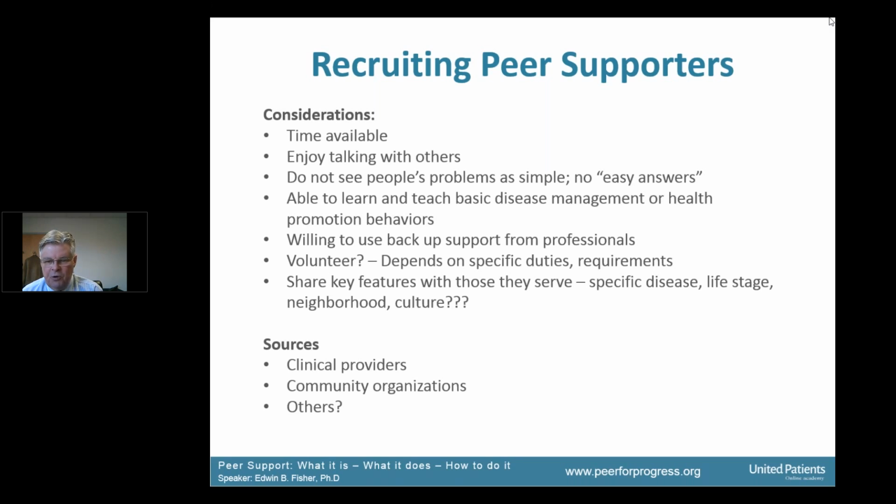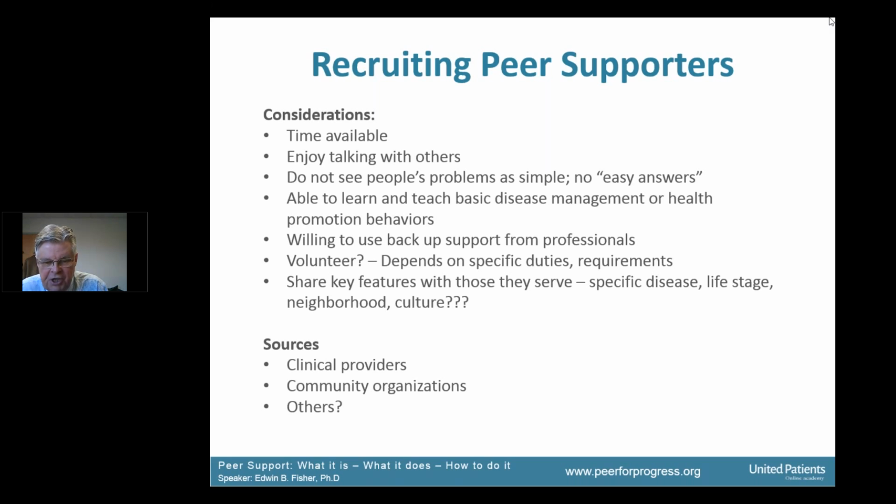They need to be able to learn and teach basic disease management or health promotion behaviors. We'll come back to that a little bit. They need to be willing to use backup support from professionals. This is really important, and we'll come back to it. Should they be volunteers or should they be paid staff? That probably depends on the amount and level of specific duties and requirements. If you want them to be available for a number of hours each week at specific times, then you may need to think about making them staff members rather than just volunteers.